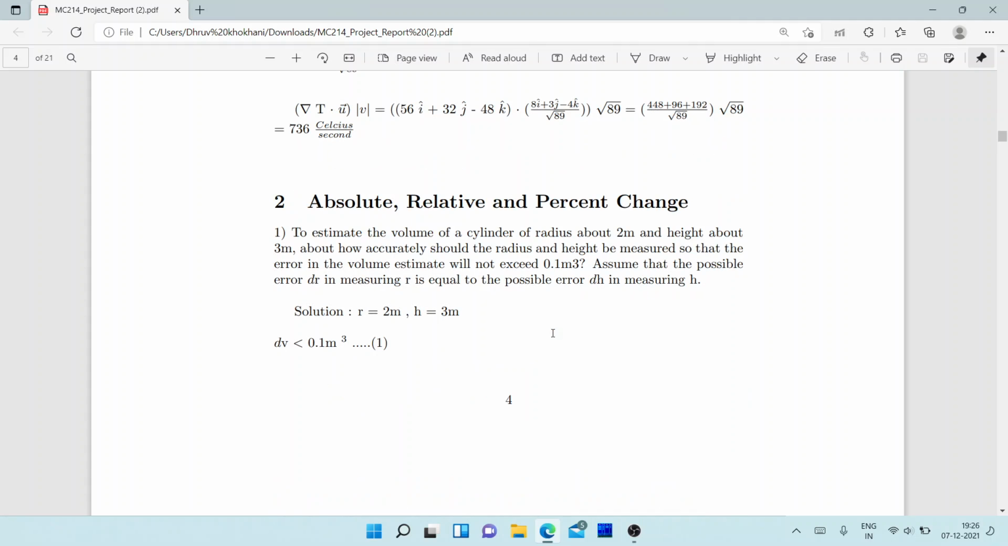In this question, we estimate the volume of a cylinder of radius 2 meters and height about 3 meters, and the error in measuring the volume does not exceed 0.1 cubic meter. It is also given that we have to assume that dr, the measuring error in radius, is equal to the measuring error in height.